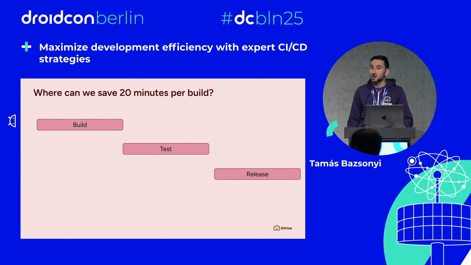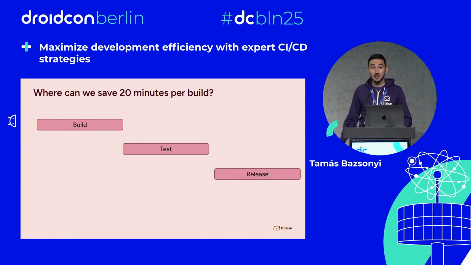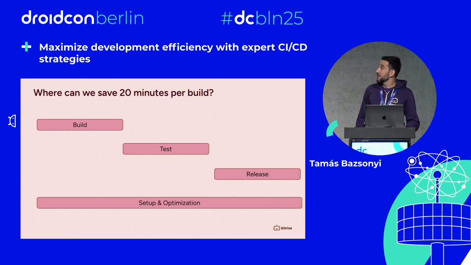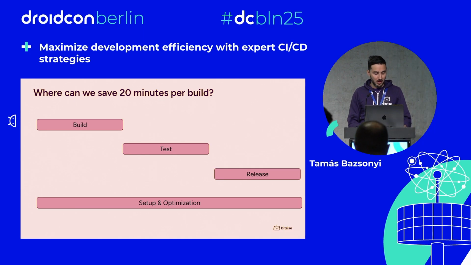So how does the process look like? We have building, testing, and release. And where can we potentially save 20 minutes of build time? The answer is through the setup and optimization of all of these three different points of the process itself.